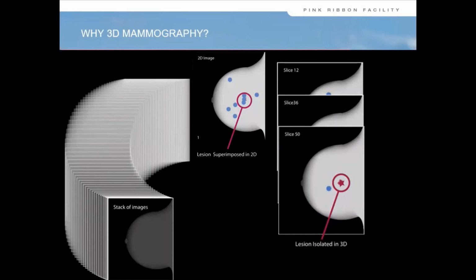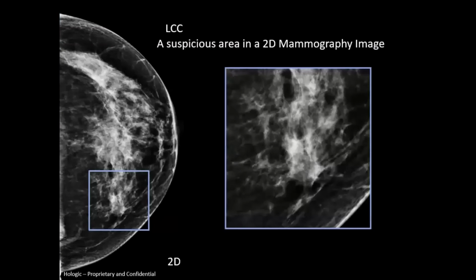So here you can see in the example, in the 2D image, the superimposed lesion is hard to see around the tissue, and the 3D images clearly isolate that lesion. Here is an example of a 2D mammogram image of a suspicious area. The lesion is hidden within the breast tissue.